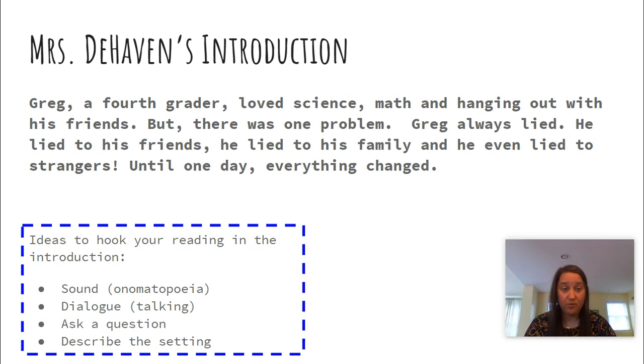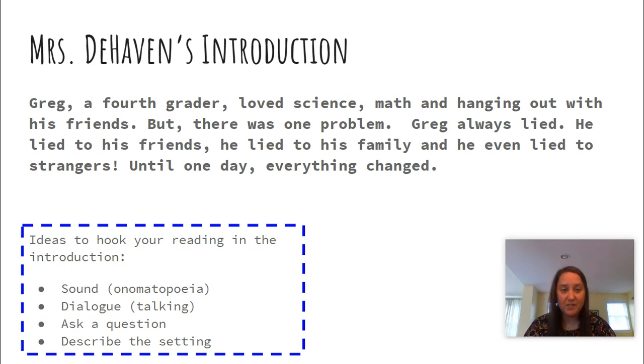Hopefully, after I share my introduction, it's leaving you to think, why does Greg lie? What does he lie about? This big sentence at the end, "Until one day everything changed," is called a cliffhanger. I left you hanging, right? You don't know what changed. So hopefully you're thinking, geez, I want to read more. I want to know what actually happened in Mrs. DeHaven's story. And you will find out, but not today.